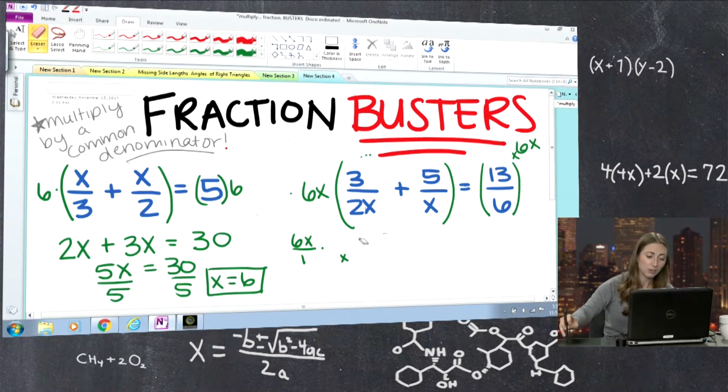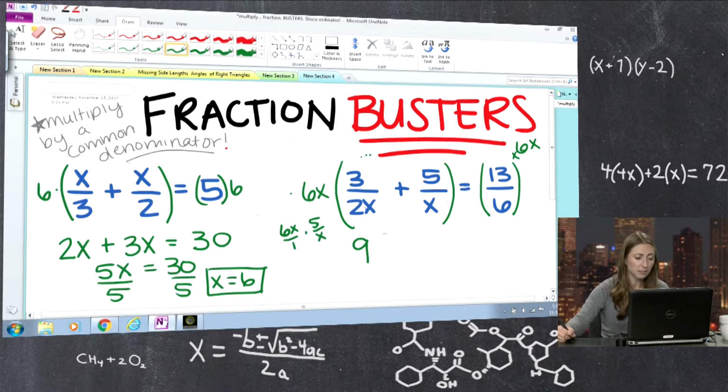Got to erase this for room. So we're going to turn this first term into 9. We're going to do the same for our second term, 6x over 1 times 5 over x. We end up getting 30x on the top, and on the bottom, 1 times x is x. Our x over x's cancel, so we just have 30.